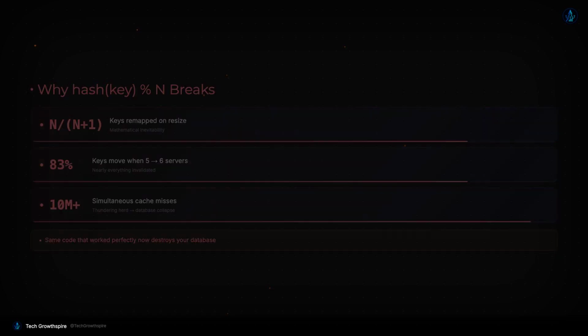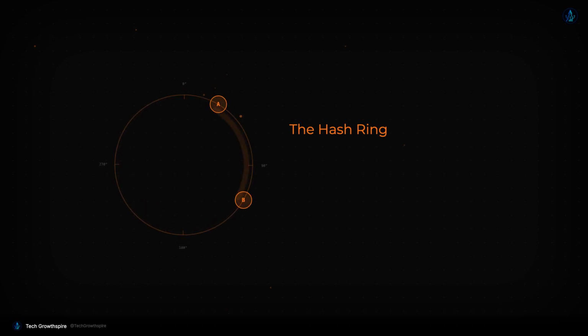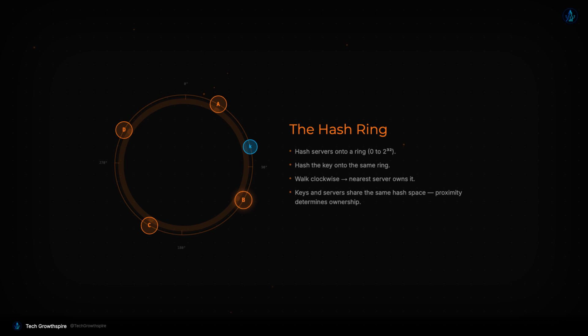Here's the core idea of consistent hashing. Instead of a modulo operation, we place everything on a ring. Picture a circle numbered from 0 to 360 degrees, or more precisely, from 0 to 2 to the power of 32. We hash each server's name or IP onto this ring, so each server lands at a specific position. Then when a key arrives, we hash the key onto the same ring and walk clockwise until we find the nearest server. That server owns the key. This is the fundamental insight. Keys and servers share the same hash space, and proximity determines ownership.